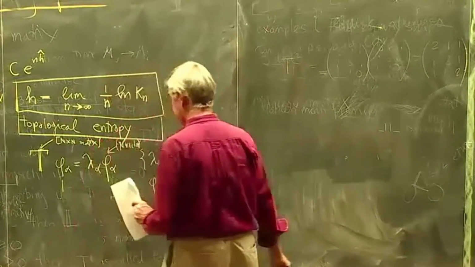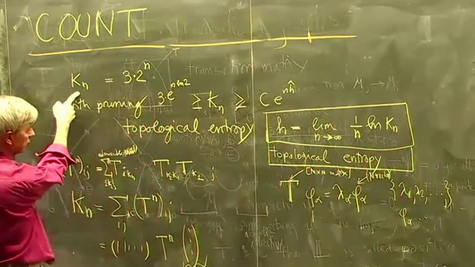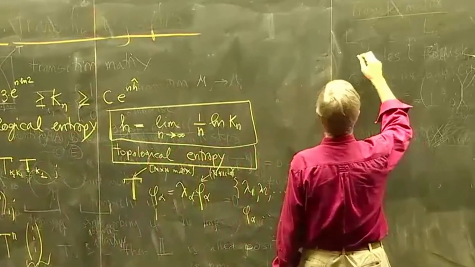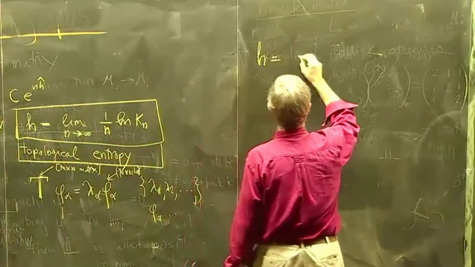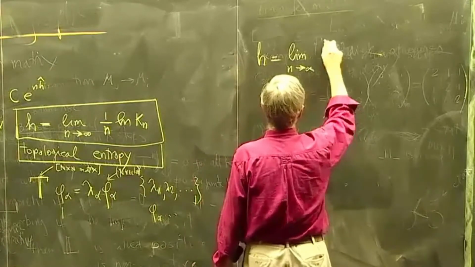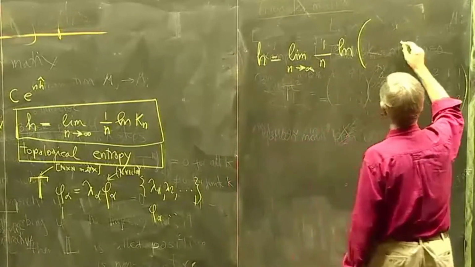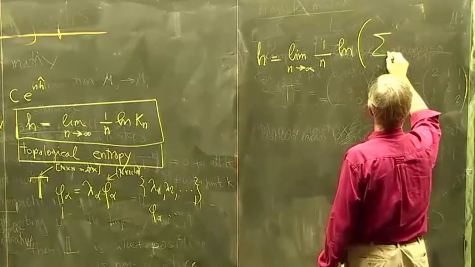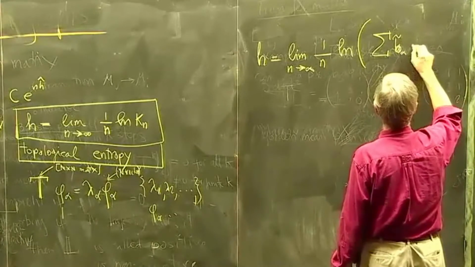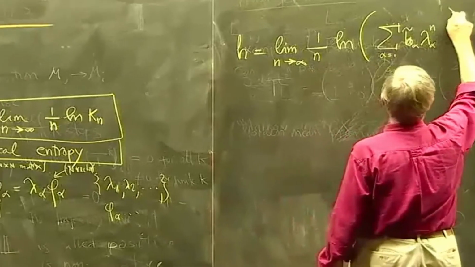So in infinite time, I can look at the limit because I know that my topological entropy is the limit of this thing. So I can look at h, which is the limit as time goes to infinity of 1 over n of the logarithm of this formula that we have, which says that K is the sum of some coefficients B alpha times eigenvalues of this matrix. So the logarithm of this object.